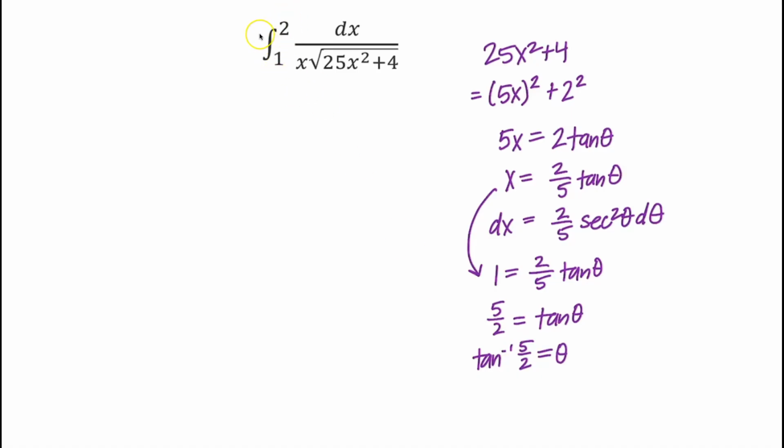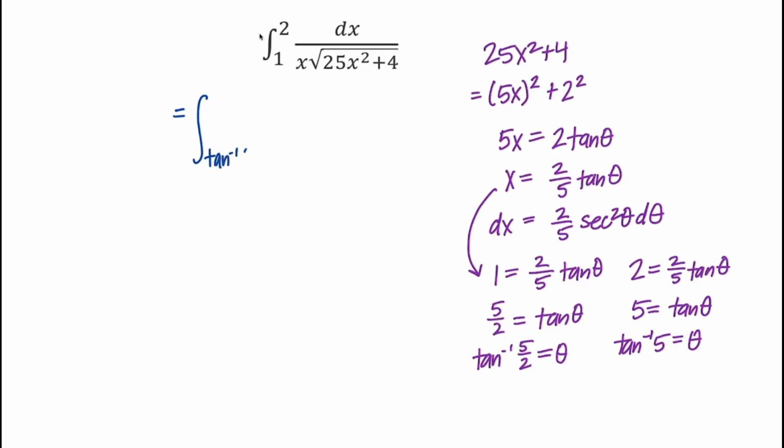And I'm going to do the same thing for the upper limit of integration. 2 must be equal to 2/5 tangent theta. So multiplying by 5/2 on both sides, I'm going to get 5 equals tangent theta. So tangent inverse of 5 is equal to theta. All right, let's make all of our substitutions now. I'm going to have the integral from tan inverse of 5/2 to tan inverse of 5.